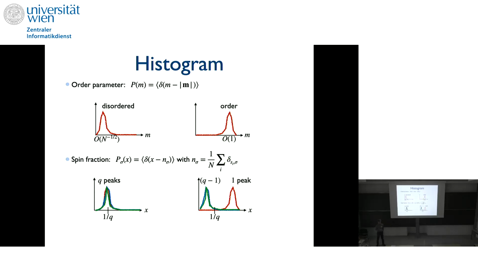But I would like to suggest another histogram, using the so-called spin fraction I introduced before. I measure the fraction of particles in a particular spin state. And then I construct a histogram or distribution function of this spin fraction. If you are in the disordered state, then all spin fractions should be around 1 over Q, with just a little thermal fluctuation. So I have Q peaks at 1 over Q. But if you are in the ordered state, then I should have a single peak here. This is the dominant species. And I have subdominant peaks of the Q minus 1 other species. And if we have a phase coexistence, then we should have three peaks.